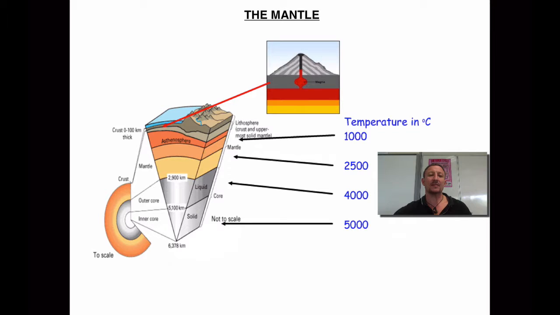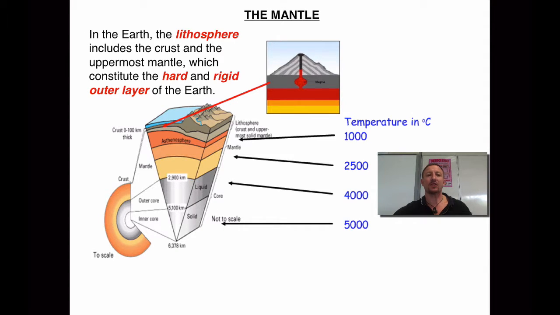Then we get into the mantle. Now, that's denoted by that sort of orange going through to that yellow layer. Fairly hot, around about 1,000 to 2,500 degrees Celsius, and this is going to be made up of a fairly liquid molten layer of rock.